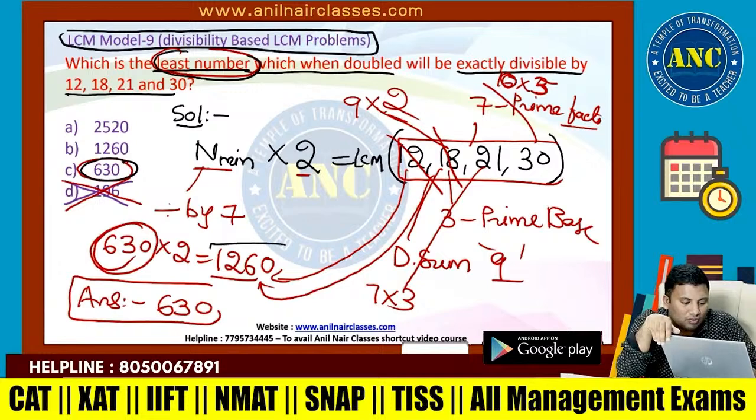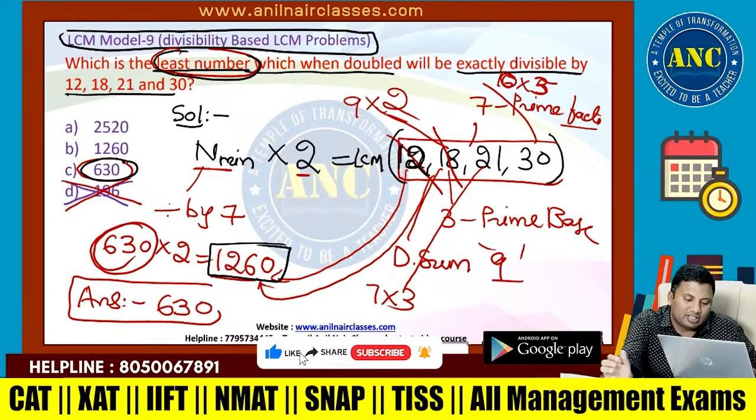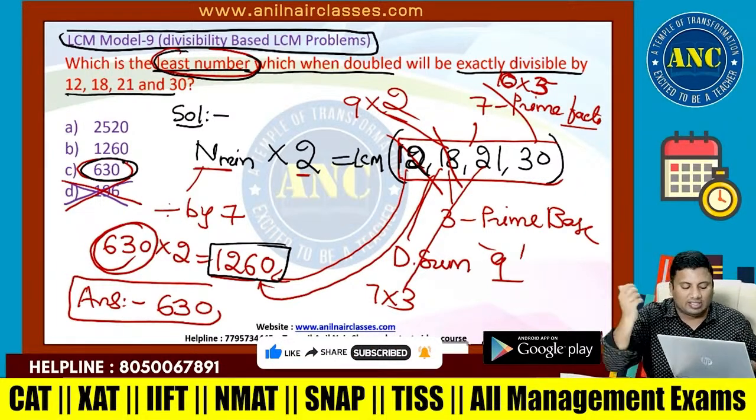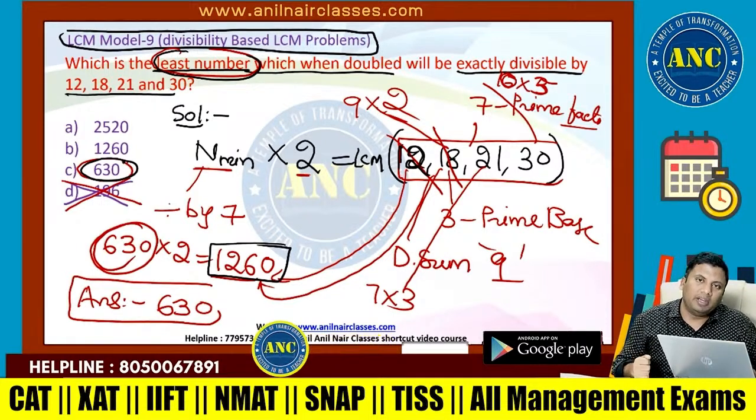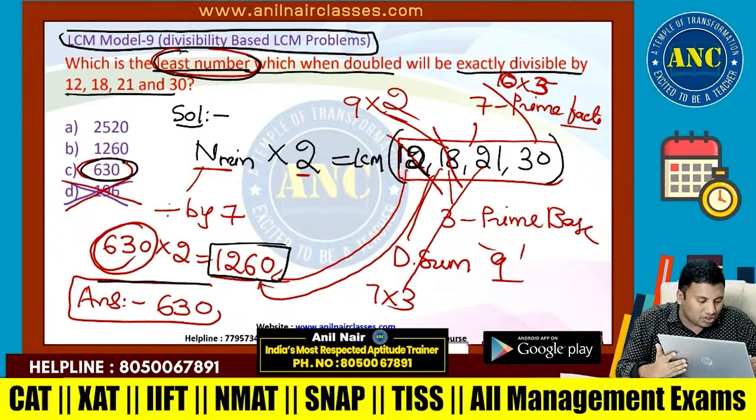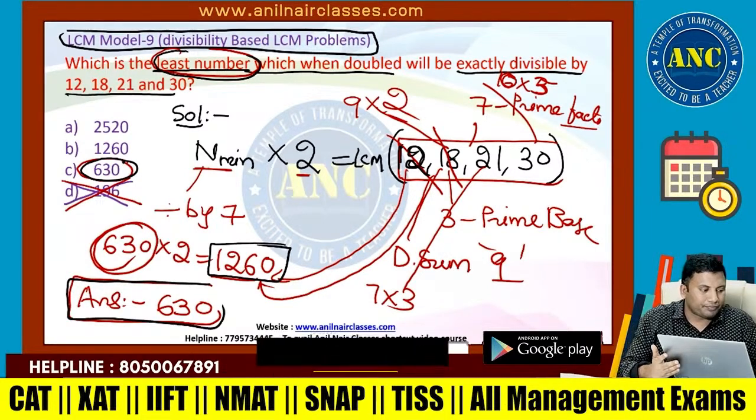630 into 2 is 1260. 12 is nothing but 4 into 3. Divisibility rule of 4 is last 2 digits should be divisible by 4. 3 anyway, sum of the digits is divisible by 3. 18 is 9 into 2. Unit digit is 0, therefore the number is even. 9 means sum of the digits. 21 is 7 into 3. 3 we have already seen. 7 18s are 126. 30 is 10 into 3. 10 means unit digit is 0. So the answer for the first question is 630.